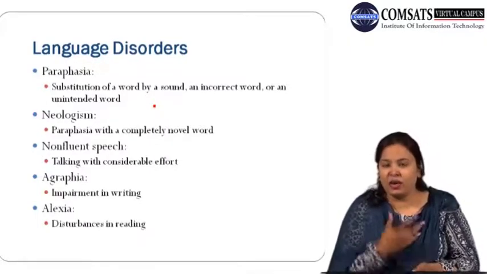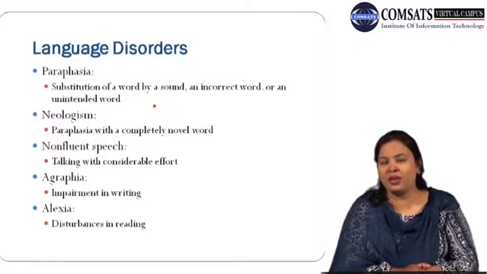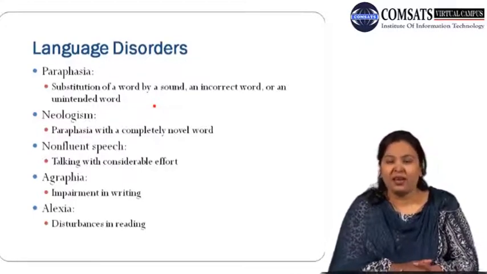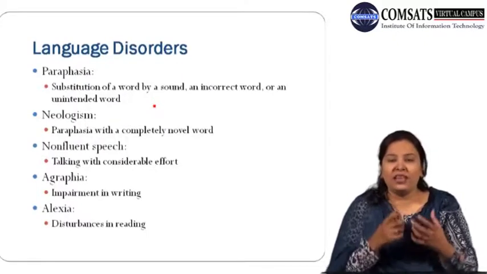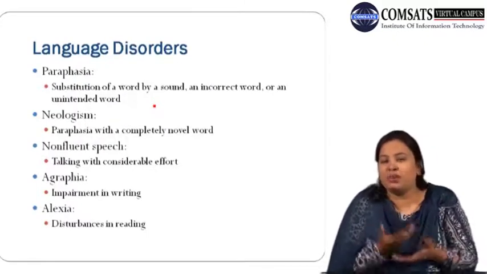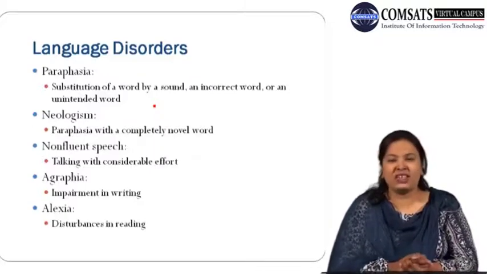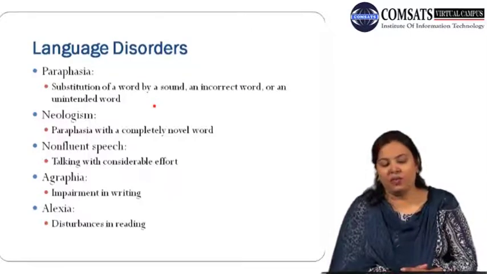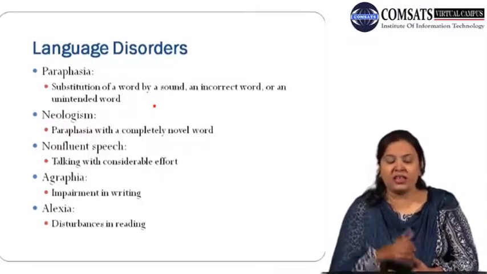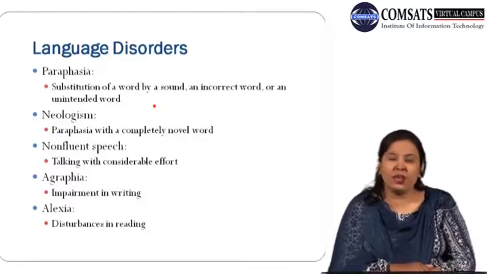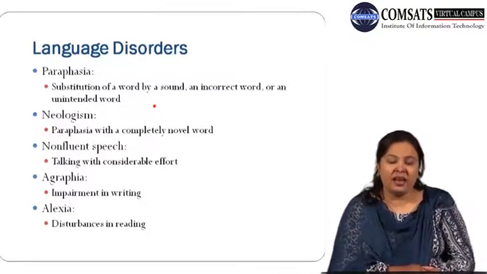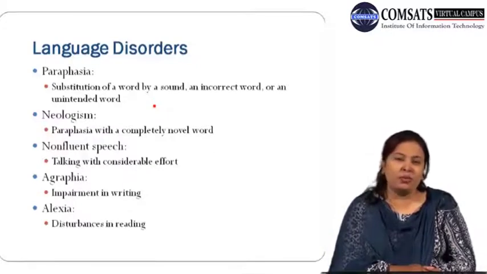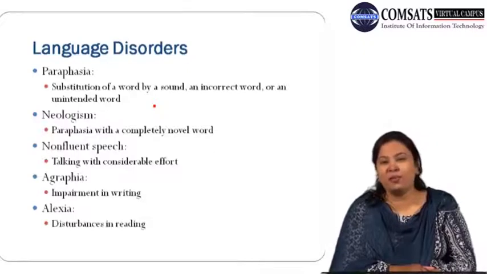Then we have non-fluent speech. These are people who are unable to speak fluently, what we usually call stammering. They are not able to speak properly or fluently, so stammering is actually non-fluent speech, a kind of language disorder. Then we have agraphia, which is impairment in writing. These people have problems in writing. And alexia is disturbance in reading. People with alexia are unable to read properly.